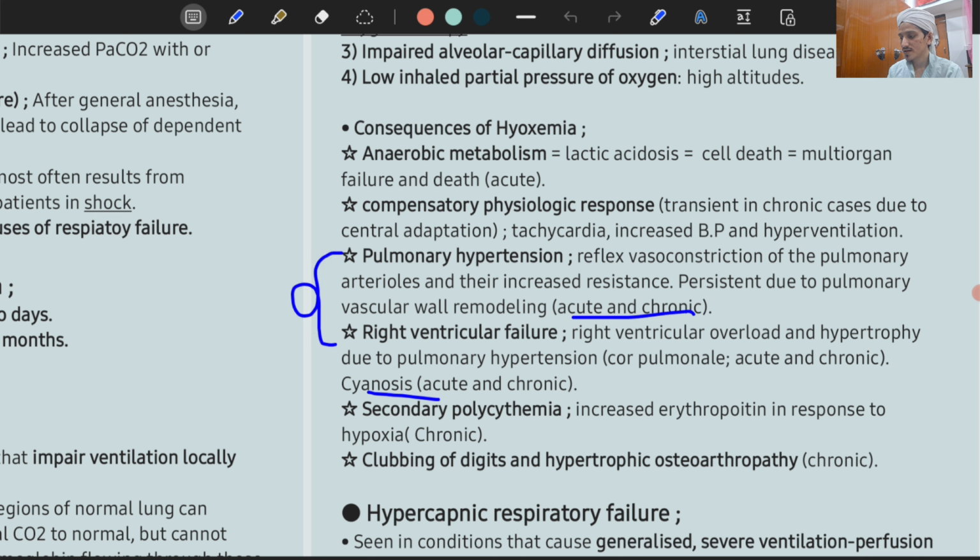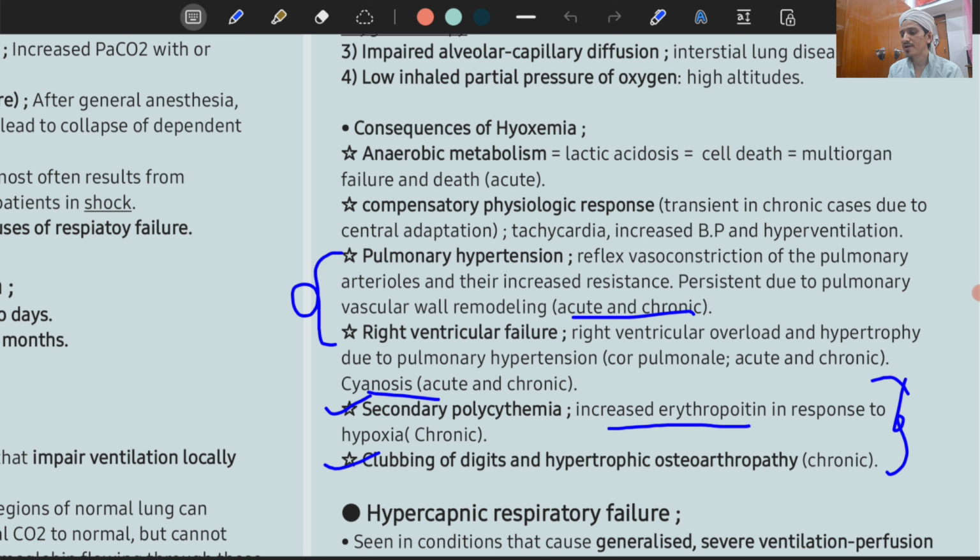Now coming to two other things, secondary polycythemia and clubbing of digits and hypertrophic osteoarthropathy. These are seen only in chronic respiratory failure. These develop in chronic respiratory failure patients. Secondary polycythemia is because decreased oxygen is sensed by the kidneys, and the kidneys will secrete increased erythropoietin. That erythropoietin will stimulate the bone marrow cells, and there will be increased RBCs. So that is the cause of secondary polycythemia, for example in COPD.